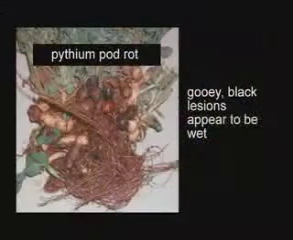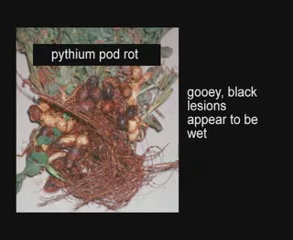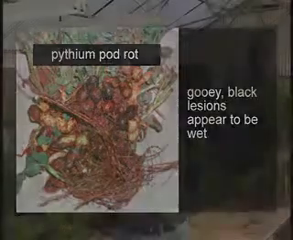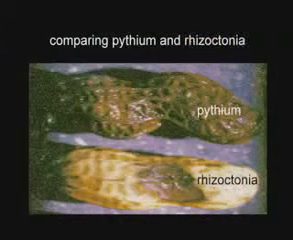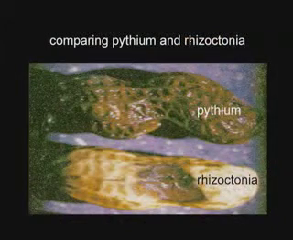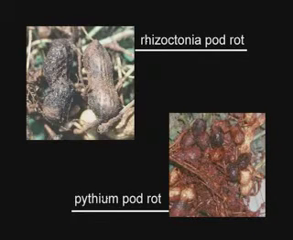Pythium tends to form very, very black lesions, such as you see here. These tend to be gooey black, and the darker they are, usually the purer the pythium is that's infecting. If you have a combination of rhizoctonia and pythium, you'll see a dark brown as opposed to pure black color, and that usually means a mixed infection. But if it's really black and gooey, then it's probably almost pure pythium.